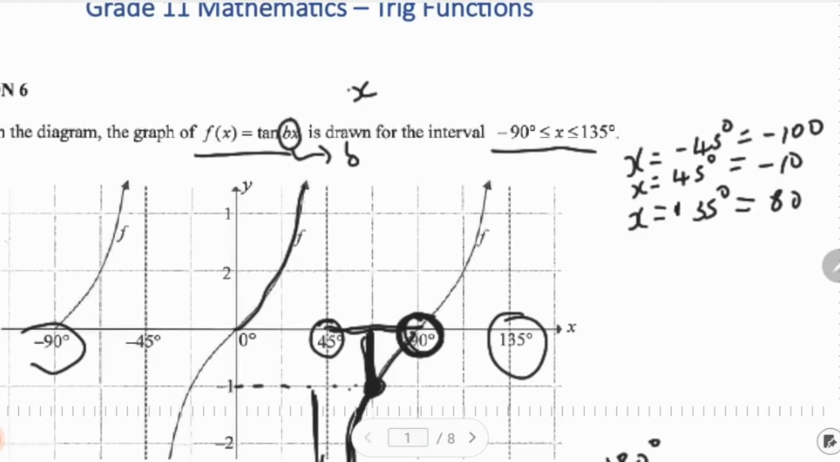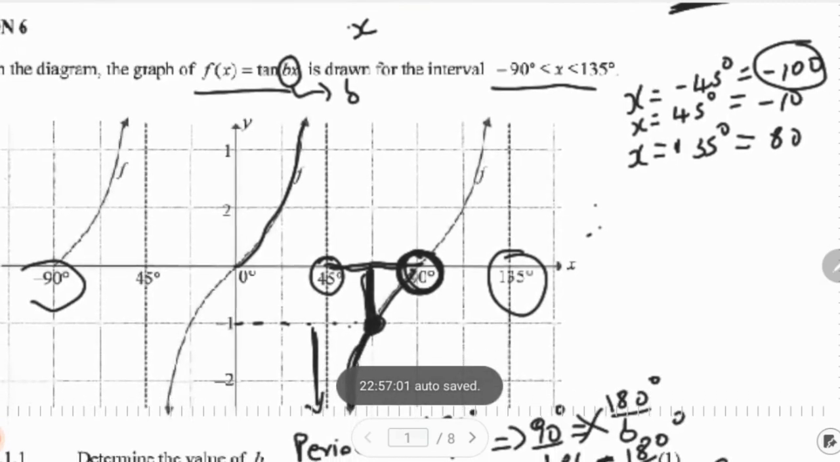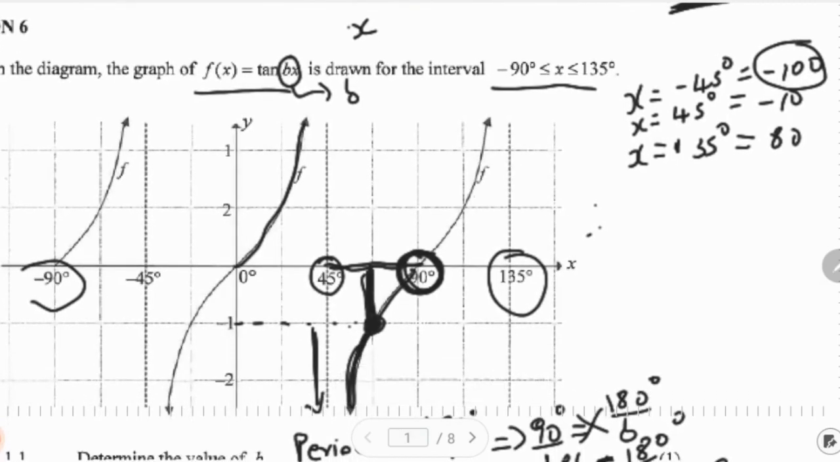Remember, the answer was supposed to be between minus 90 and 135. So it cuts this one out because it's outside that bound. Therefore, our asymptotes after a horizontal shift of 55 units to the left will then be x is equal to minus 10 and x is equal to 80.